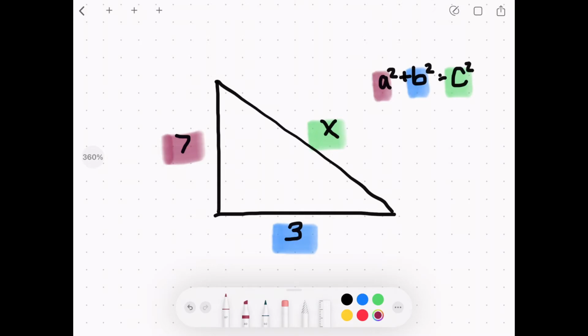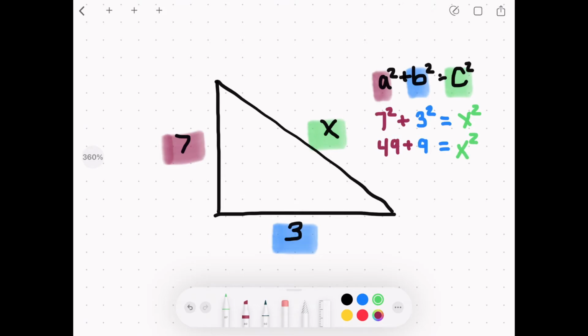Alright, so here's my very bad attempt at color coding, but anyway, what we're going to do is plug in the sides to their corresponding letters. So we have 7 squared plus 3 squared is equal to x squared. Now we're going to plug in their actual numbers, so 7 squared is 49, 3 squared is 9.